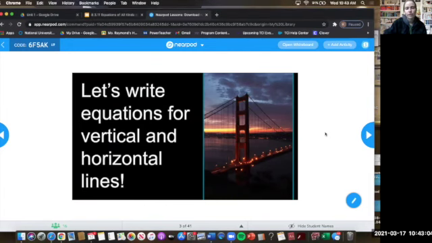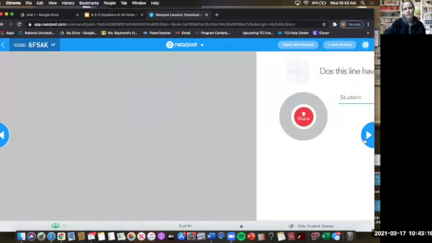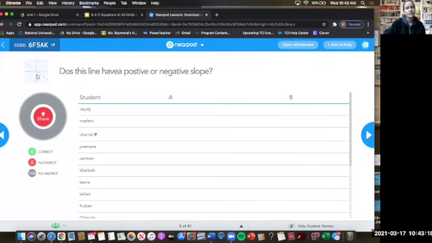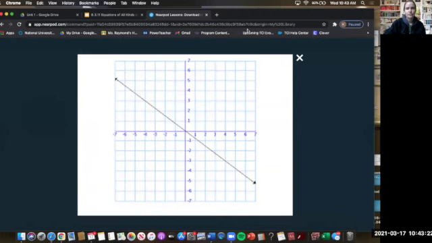Okay, let's write equations for vertical and horizontal lines. So warm up today, we're going to practice determining equations for different kinds of lines, just developing what we learned on Monday. And in your Nearpods, you can answer this question: does this line have a positive or negative slope? You can just enter that in your Nearpod. And I'll stop sharing my screen.